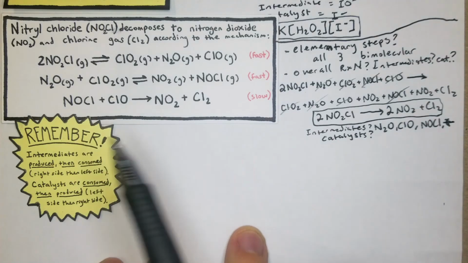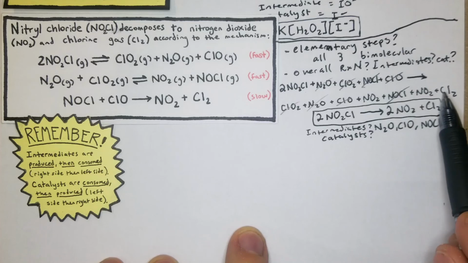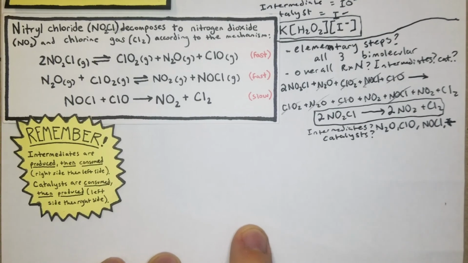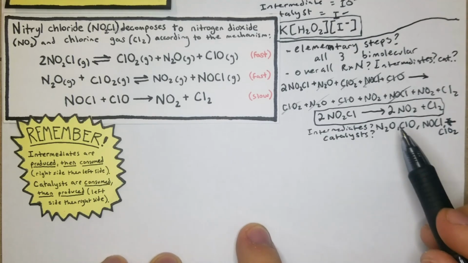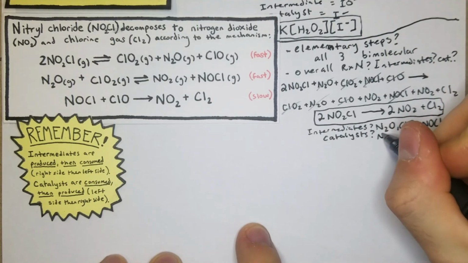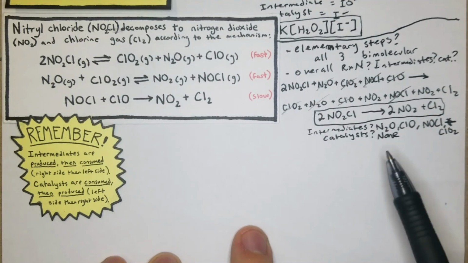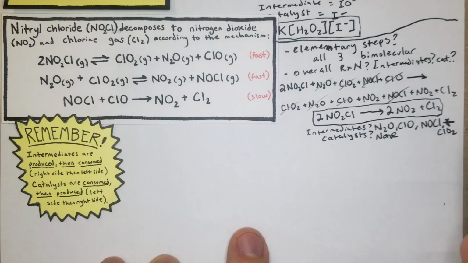We have 2, 3, 4 things canceled out. And we have, my bad, there is actually a ClO2, that's right. So that's another intermediate, and that means we're going to have no catalysts. Not only because none fit that definition, but also because we've just entered everything that we canceled out as an intermediate, so we can be pretty confident there.